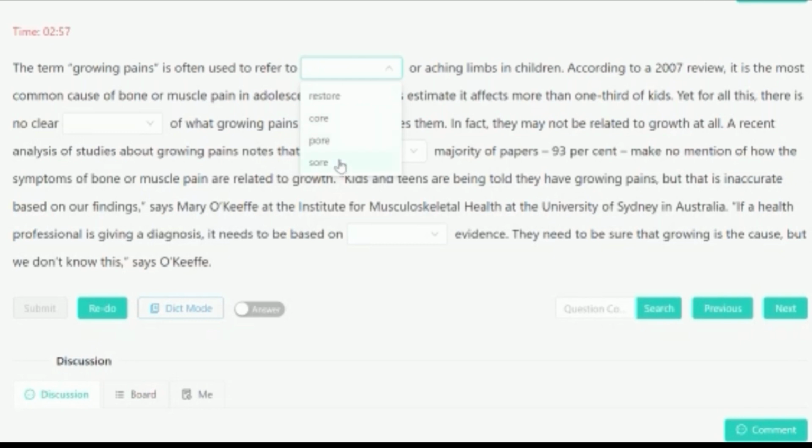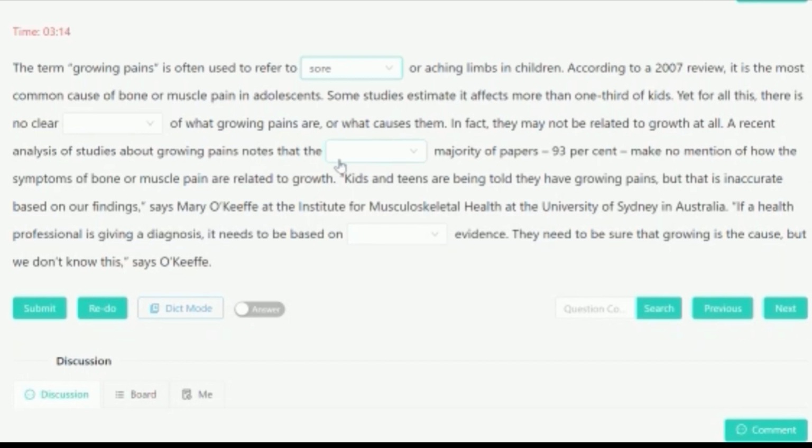The best option here will be sore. The term growing pains is often used to refer to sore or aching limbs, because aching limbs can also be referred to as sore limbs. Here in Australia, they don't say, are you feeling pain? They actually ask you, do you feel sore? So these are things we need to know.